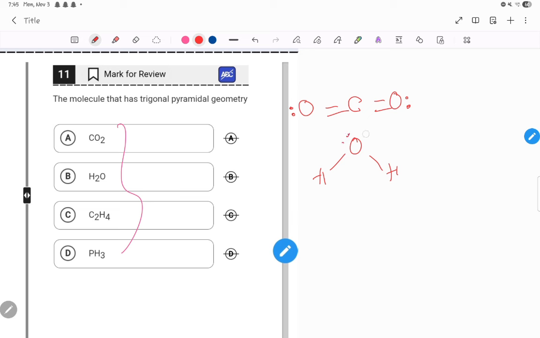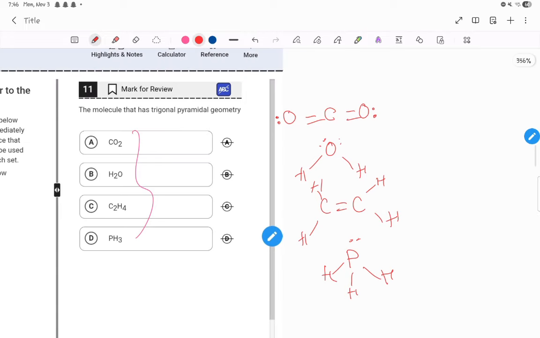C2H4 looks like this. And then PH3 looks like this, okay? So these are the 4 structures directly. So anyways, they want the one that has a trigonal pyramidal geometry.